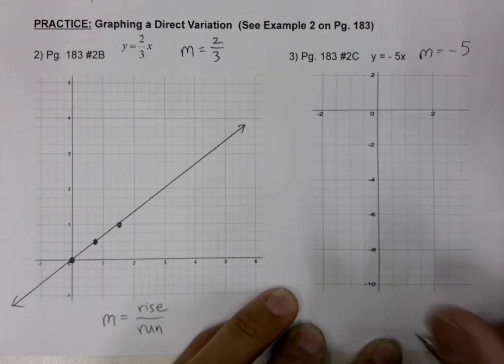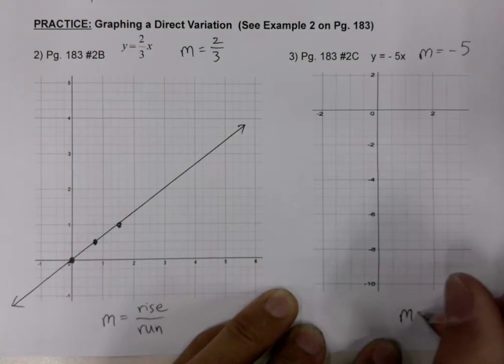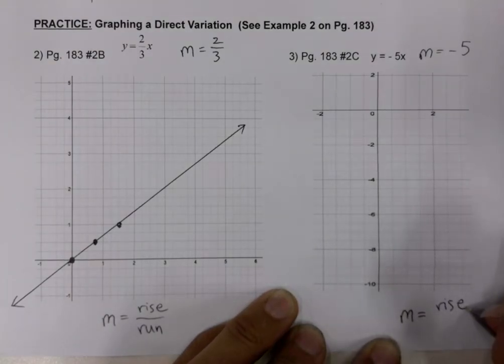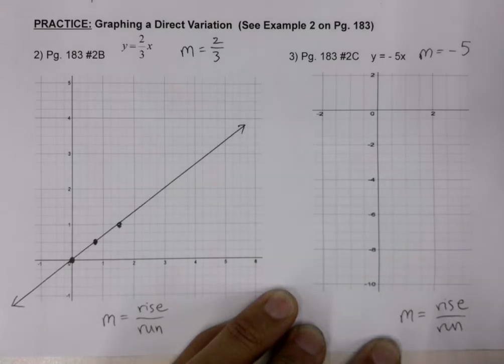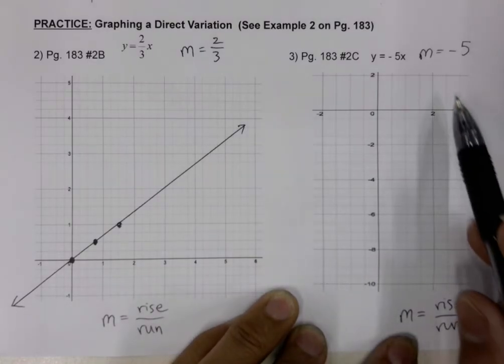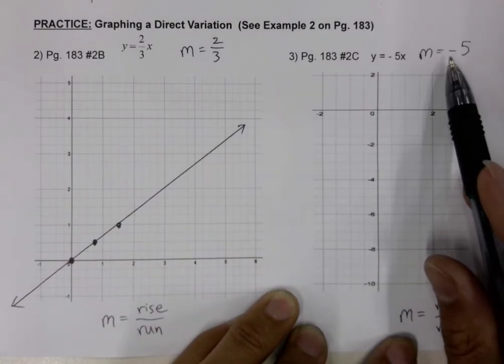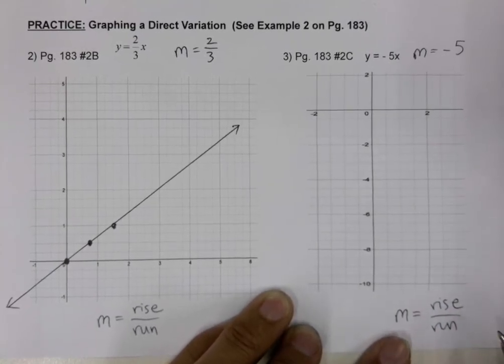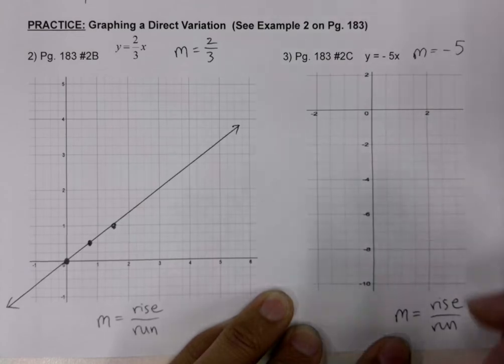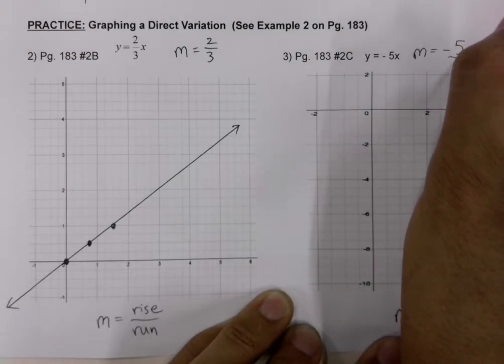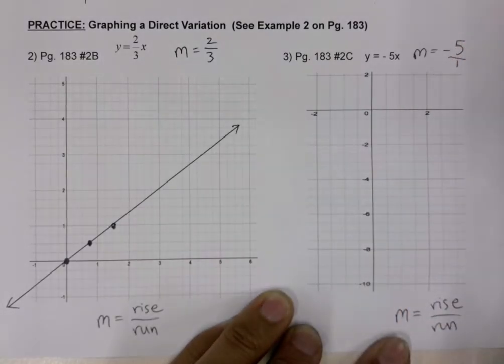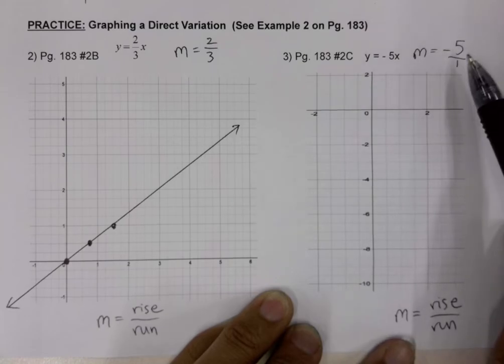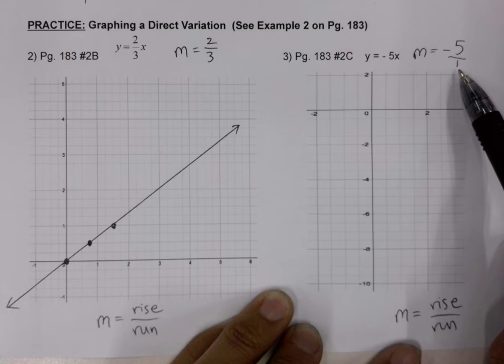And again, our slope is equal to rise over run. But our slope here is a whole number. It's -5. So where's our run? Well, any constant number can be placed over 1. So our rise in this case will be -5, and our run will be +1.